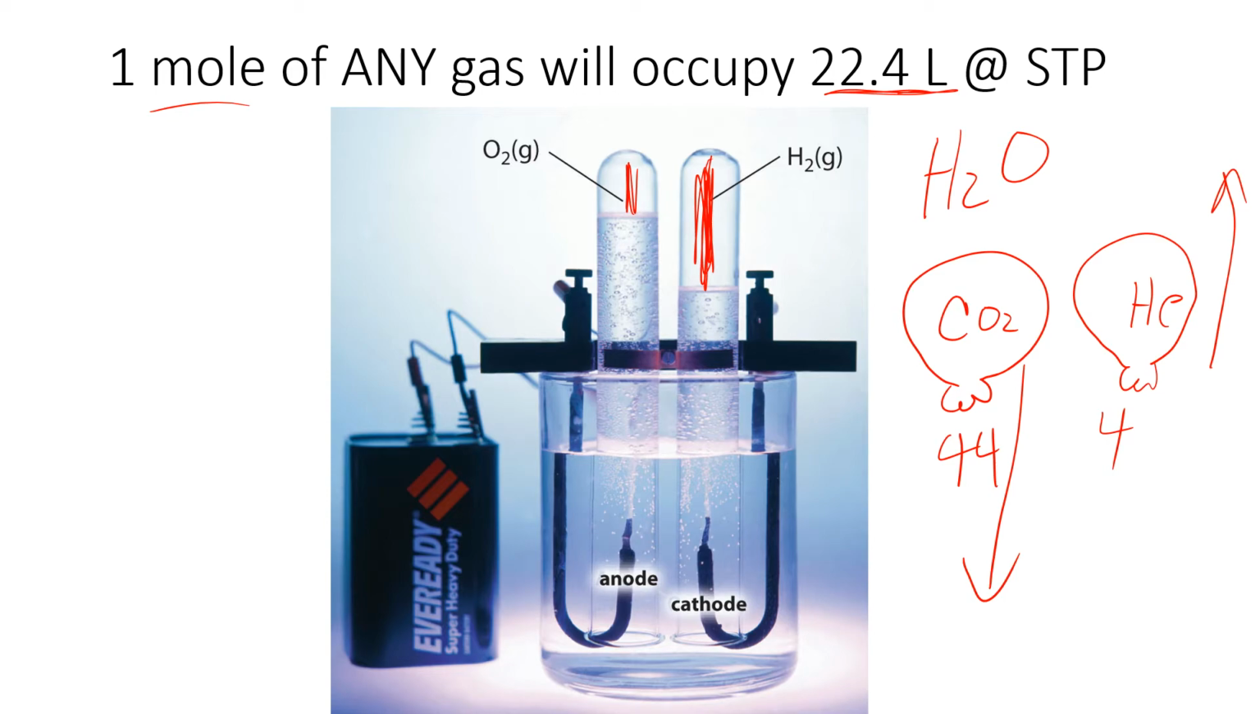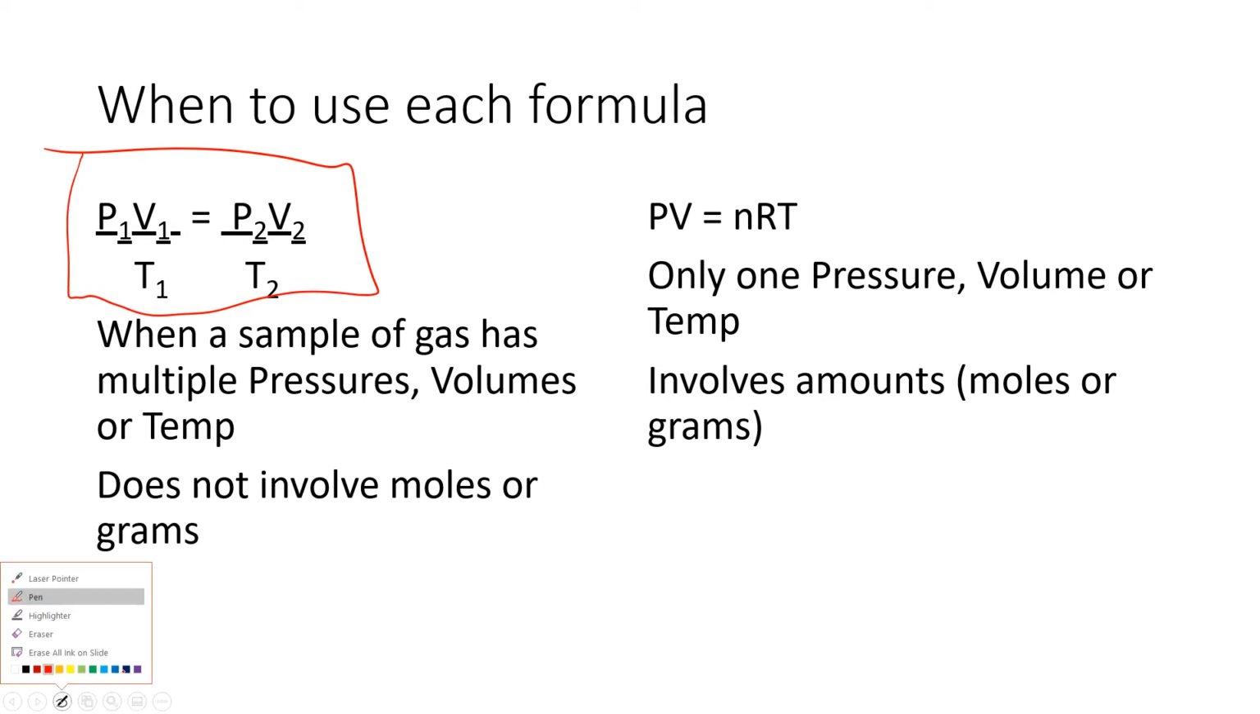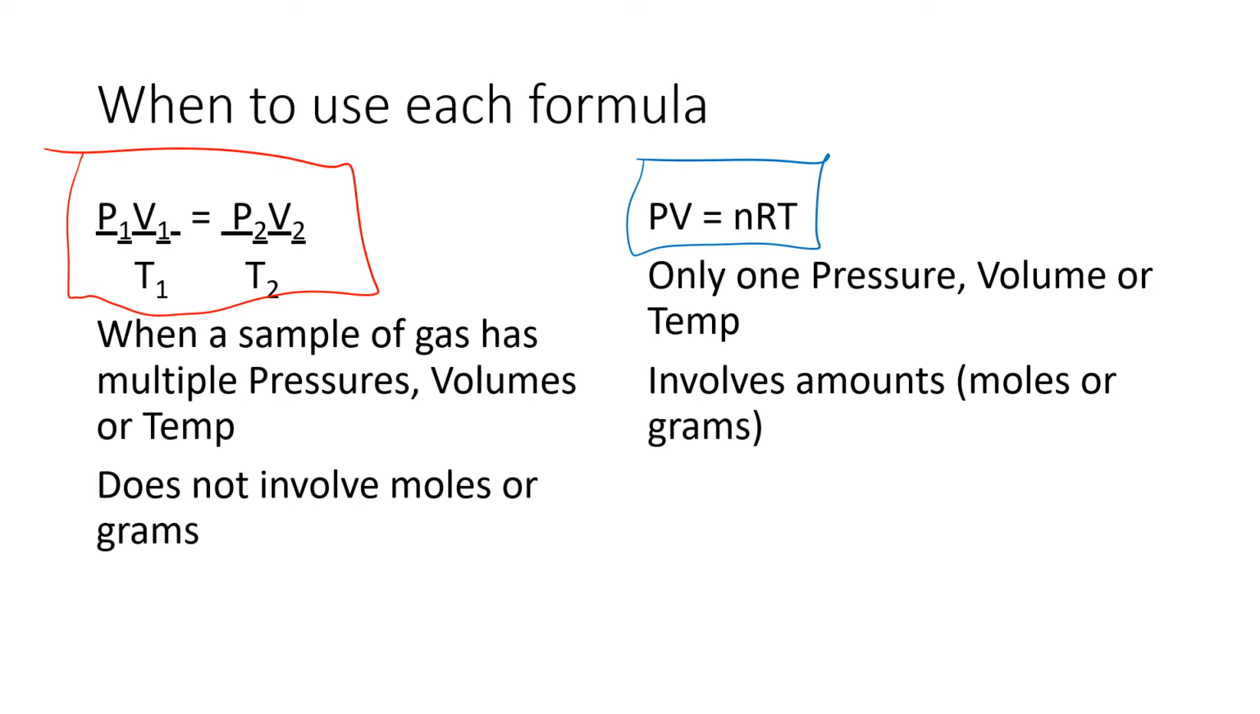All right, moving on. So here's the trick of this unit. You have to know, when do I use P1V1 over T1 equals P2V2 over T2, and when do I use PV equals nRT? It really boils down to, do you see the word moles or grams? If you do, then it's this one. If you don't, then it's the P1V1 over T1.